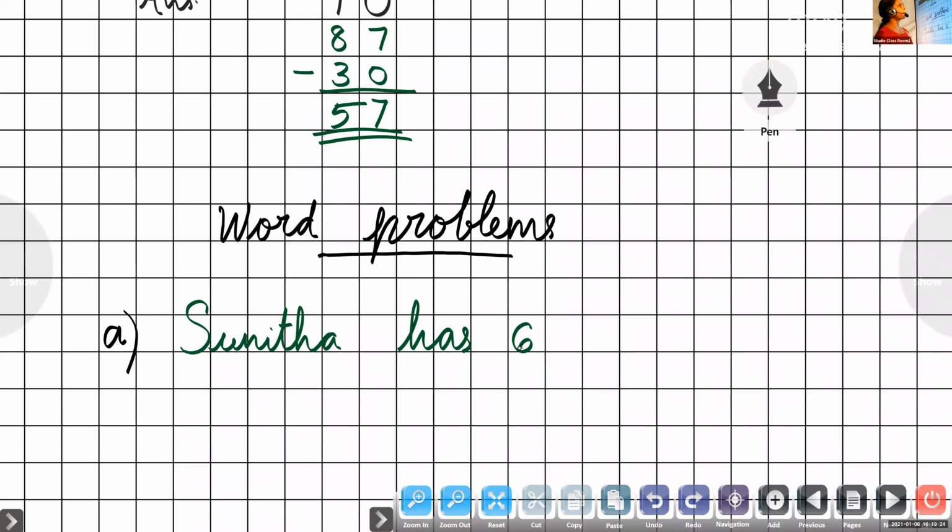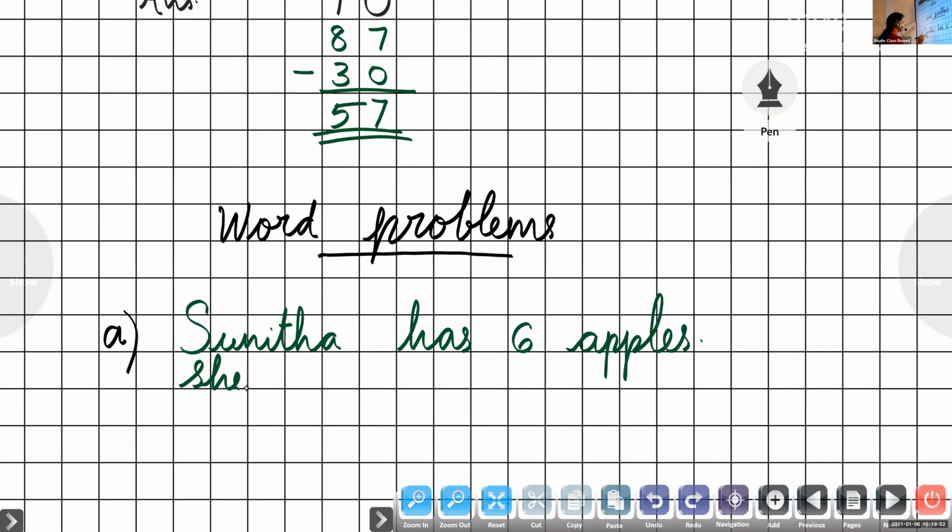Fardeen, are you writing? Yes. Sunida has six apples. A-P-P-L-E-S. Sunida has six apples.